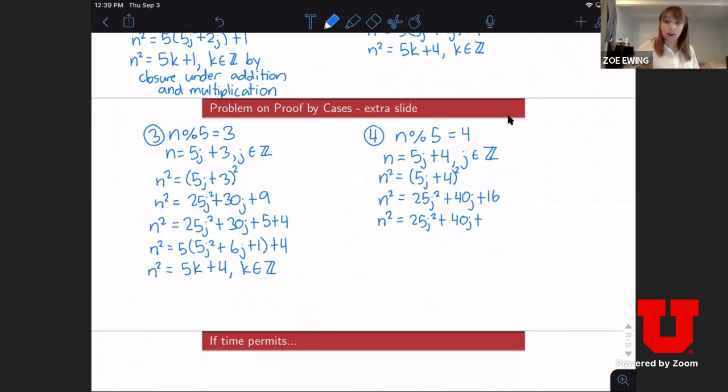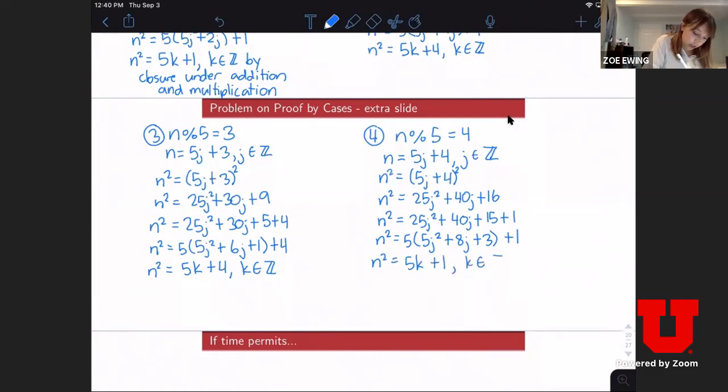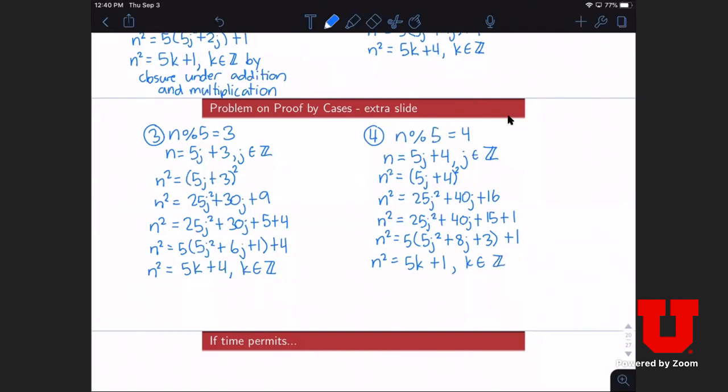So yeah, we will end up with 3 in the parentheses, which means we're going to do 15 plus 1. And that lets us factor out the 5 to get 5 times (5j squared plus 8j plus 3) plus 1. And again, we can use closure, and that gives us 5k plus 1, such that k is an integer.